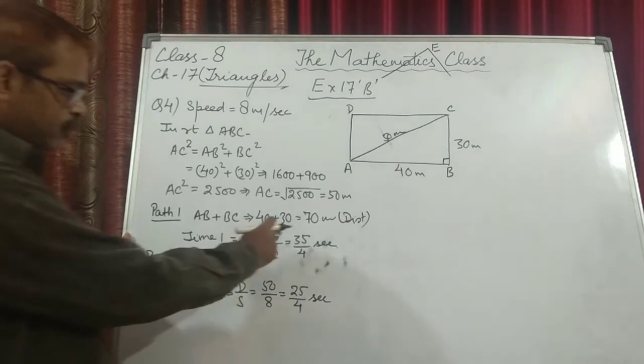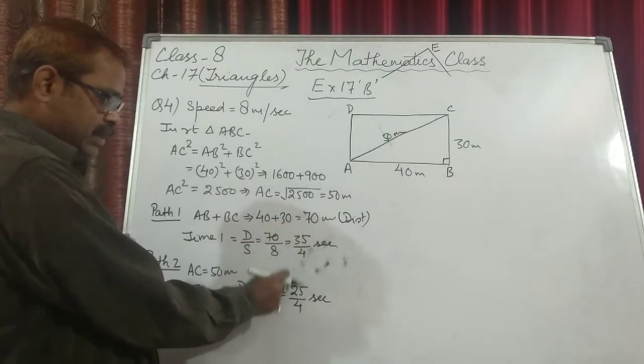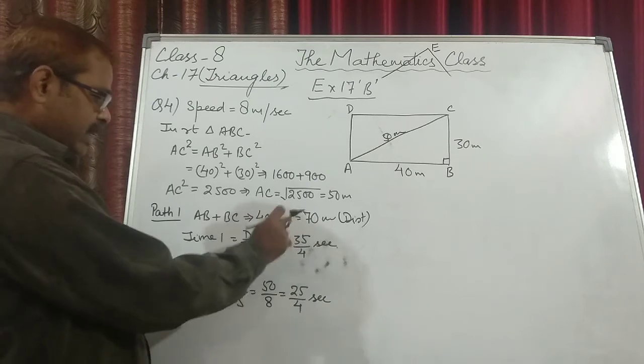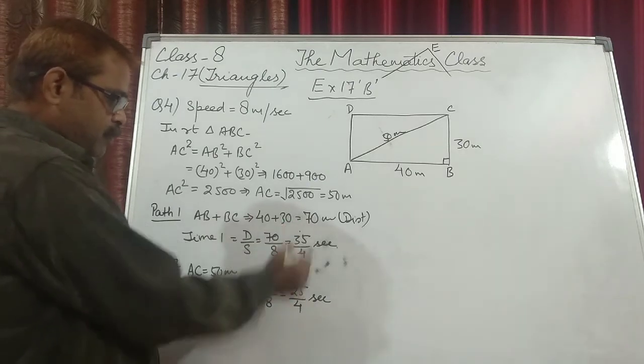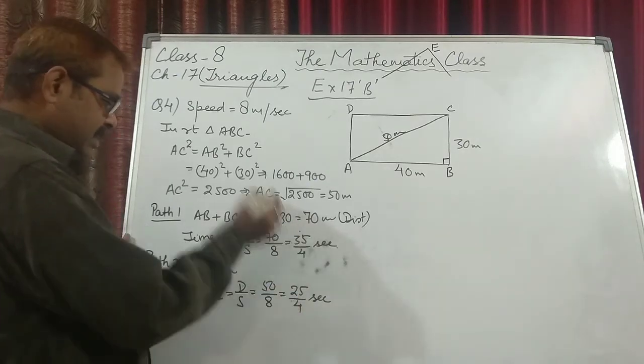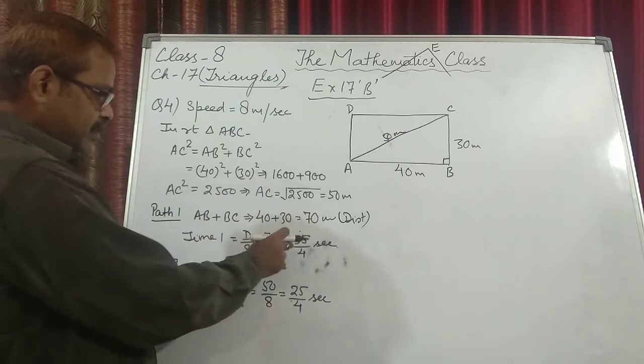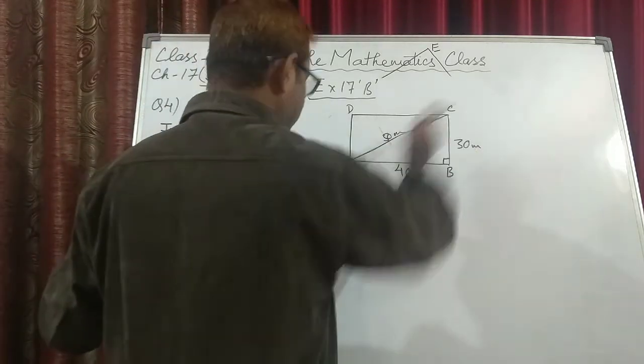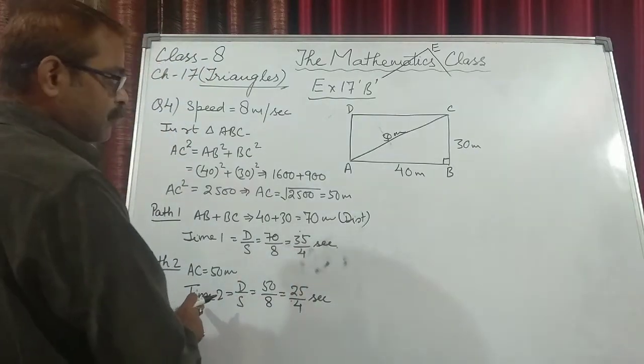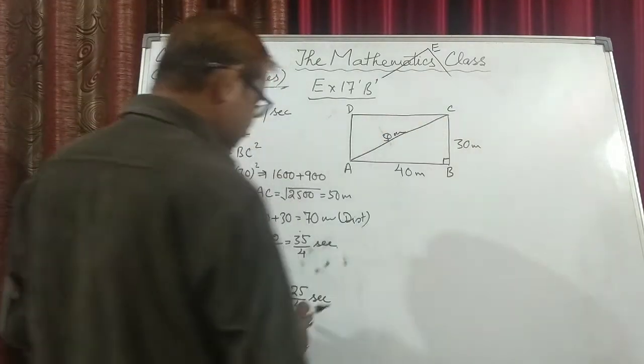Now numerator is more here, numerator is less here, denominators are same. So it is very clear that this value will be more and this value will be less. It means time taken in traveling A to B and B to C is more, and time for traveling directly from A to C is less.